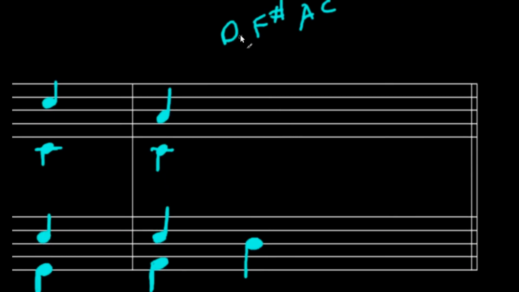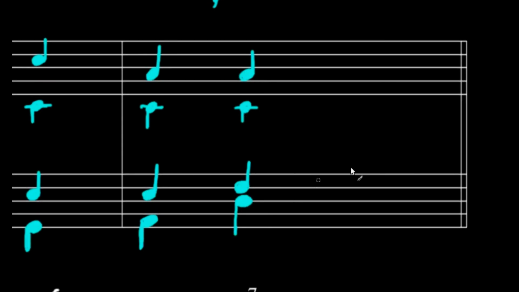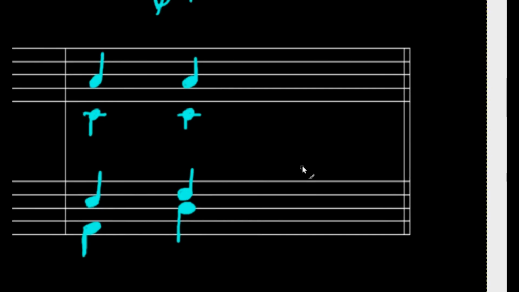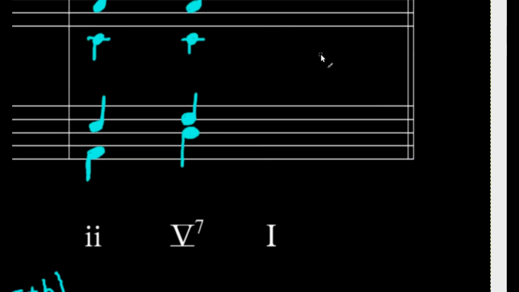Okay, so we have D, and we got F sharp, A, and C. Well, we have a C. Let's just keep that one. And then we have an A, so let's keep that one. And then we have F sharp. Alright, so we have D, F sharp, A, C. No problem. And then finally, we're resolving to 1.